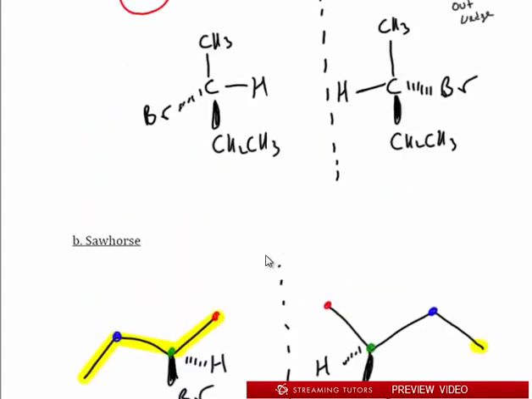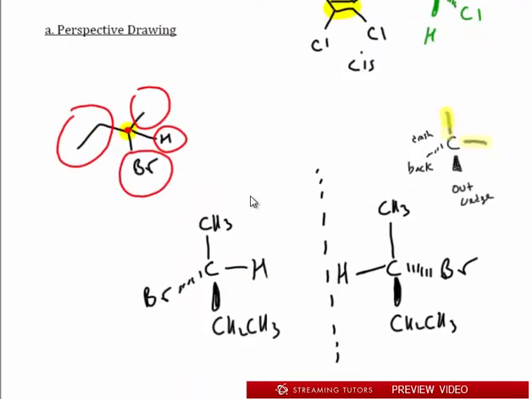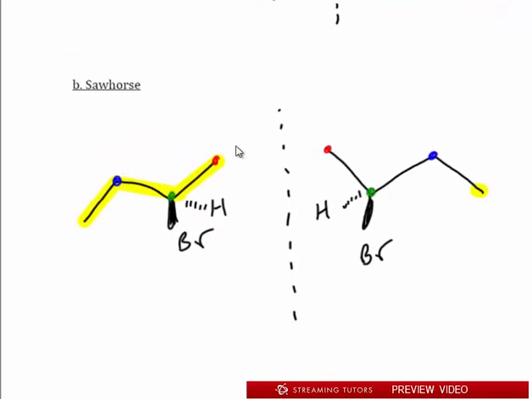Now, I want to point out something. So the perspective, a zoom in of the carbon, let's write that keyword. It's a zoom in of the carbon that's important to us, the chiral carbon. Whereas sawhorse, we're not zooming into the carbon. We're drawing it in this zigzag point of view, but we're just blowing the wedges and dashes up on the carbon that is most important.